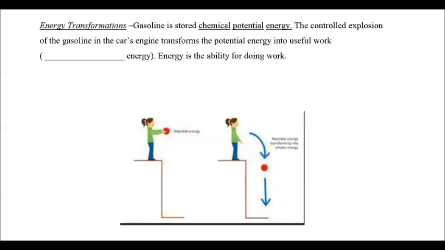Gasoline is stored chemical potential energy. We control the explosion in the car's engine, and the potential energy of the gasoline is turned into useful work, or kinetic energy. Energy is the ability for doing work. So here we see the girl is holding the ball on top of a ledge. That is potential, and as soon as she releases the ball, it is turning into kinetic energy, energy of motion.